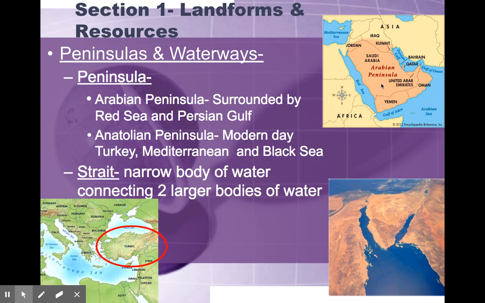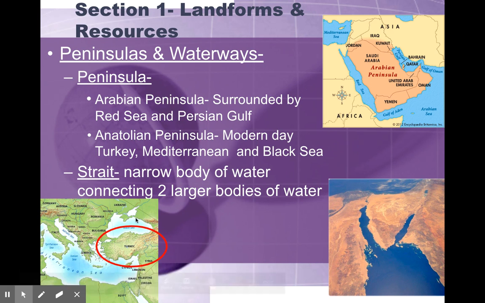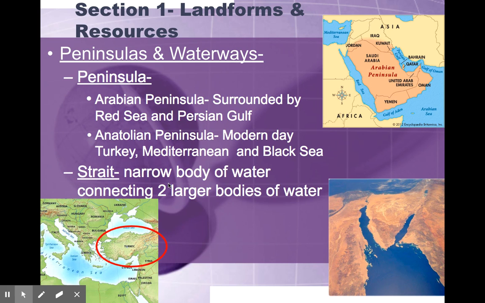This is pulling apart from Africa. We talked about this being like its Great Rift Valley, but it's also been filled in with water here. And so you have this Arabian Peninsula here. Then you have the Anatolian Peninsula up here next to Turkey. Or I guess it is Turkey. You got the Black Sea here. You've got a little bit of waterway here. And then you have the Mediterranean Sea here. That's called the Anatolian Peninsula.